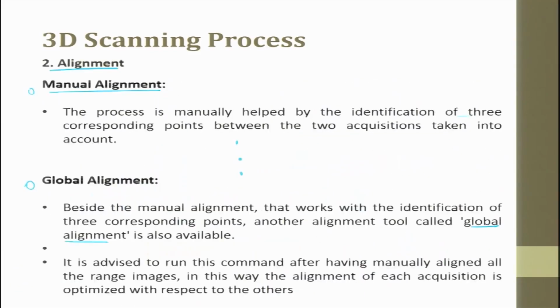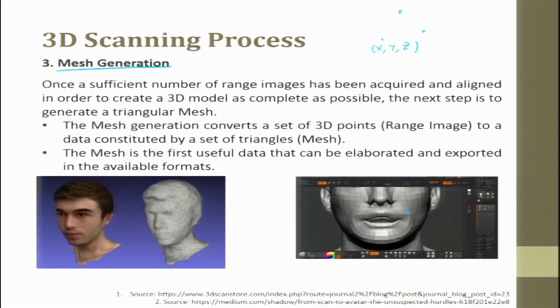When we do mesh generation, we can see how close the digital data is to reality. After the mesh data, we can validate the mesh data with respect to the original and see how much the deviation is, which is a tough task, but this is how we do it. Mesh is to convert a set of 3D points to data constituted by a set of triangles. That is nothing but a mesh.